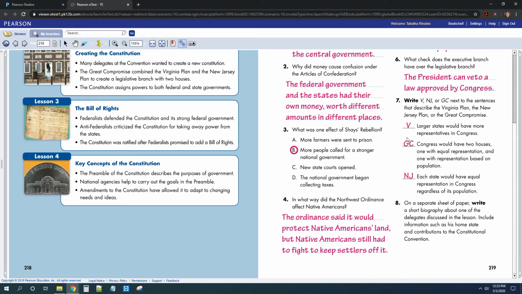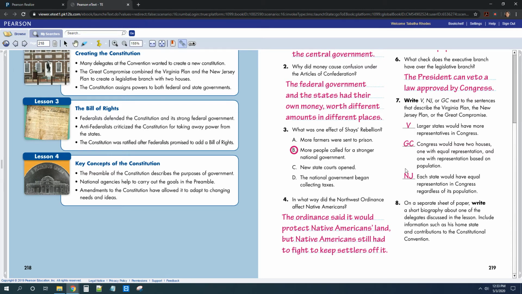For the middle one, you should put a GC. This is part of the Great Compromise. Basically, what it did was it combined the 2 different plans. Congress would have 2 houses. One would have equal representation to make the little states happy, and then one would have representation based on state population to make the larger states happy.